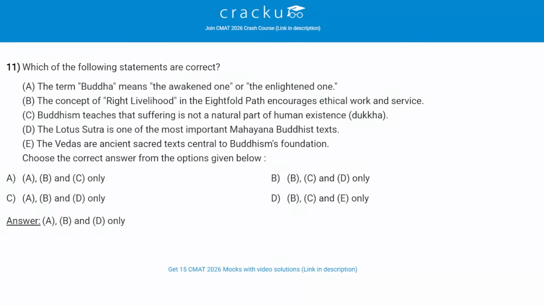In this question, we need to find which of the following statements are correct. The term Buddha means the awakened one or the enlightened one. This is correct. The concept of right livelihood in the Eightfold Path encourages ethical work and service. This is correct. Buddhism teaches that suffering is not a natural part of human existence. This is wrong. Buddhism teaches that suffering is a natural part of human existence. The Lotus Sutra is one of the most important Mahayana Buddhist texts. This is correct. The Vedas are ancient sacred texts central to Buddhism's foundation. This is wrong. So basically A, B, D, three options are correct. So option C is the correct answer.